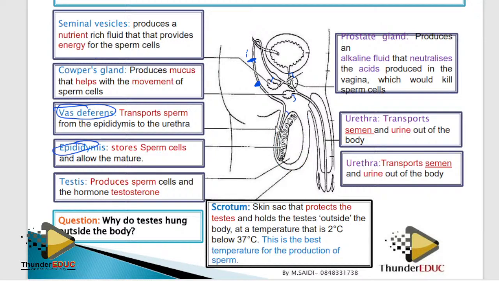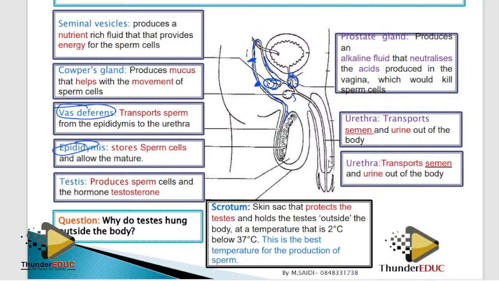Number 1, when you start from the testis, the first gland you find, you see this tube, this first gland is called the seminal vesicle. So the seminal vesicle is the first. The second one is the prostate gland. The third one is Cowper's gland. You understand? So seminal vesicle, prostate gland, Cowper's gland.